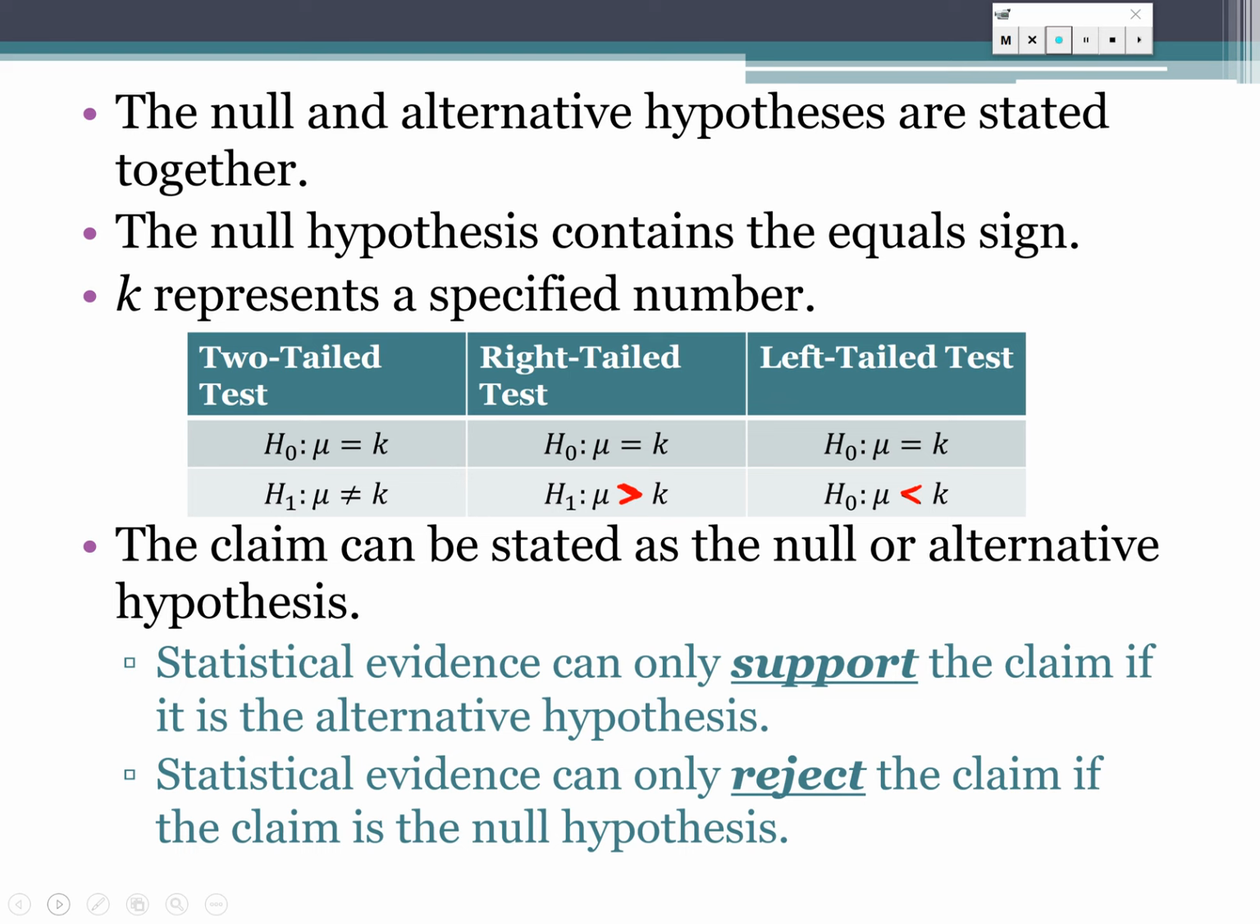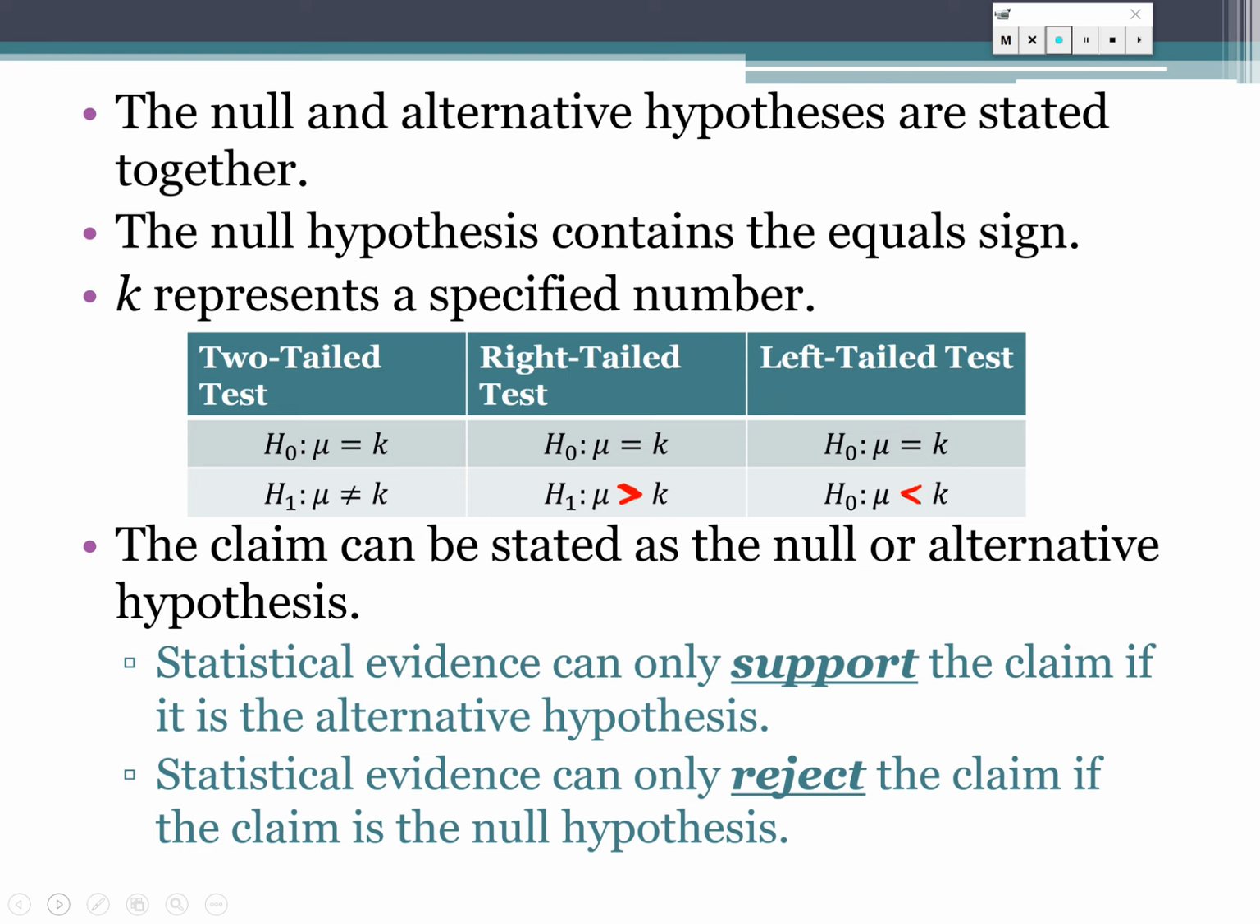The claim is what the researcher is trying to actually show. So the researcher might claim they think that the average ACT score is 22, or maybe they're claiming, we think the ACT score average is less than 22. So it's the idea that the researcher is trying to show. So your evidence can only support the claim if it's in the alternative hypothesis, and it can only reject the claim if your claim happens to be the null hypothesis.